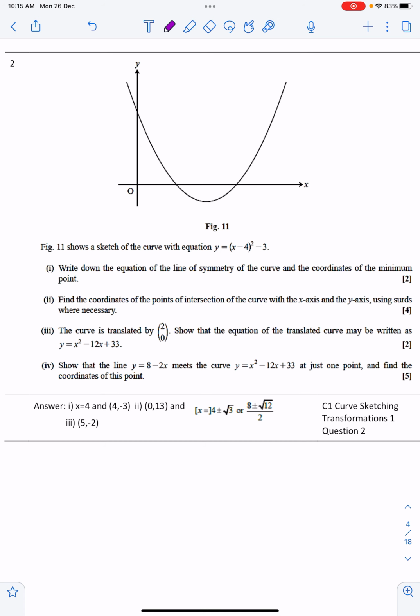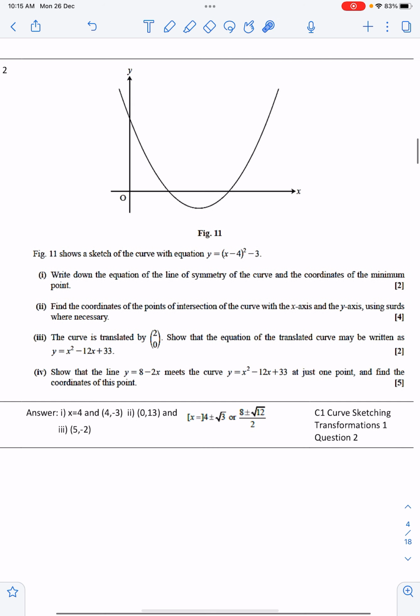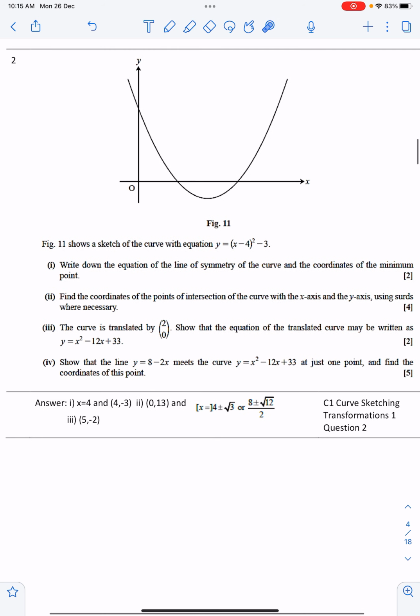This is a quadratic curve given, and it says figure 1.1 shows a sketch of the curve with equation y equals (x minus 4) squared minus 3. Write down the equation of the line of symmetry of the curve and the coordinates of the minimum point. If you look at the turning point of the curve here, the turning point is (4, negative 3). That means this point is (4, negative 3). So the line of symmetry is going to be this line, which is x equals 4.